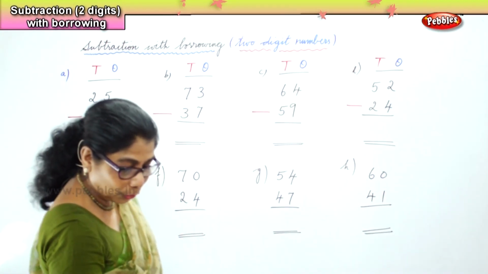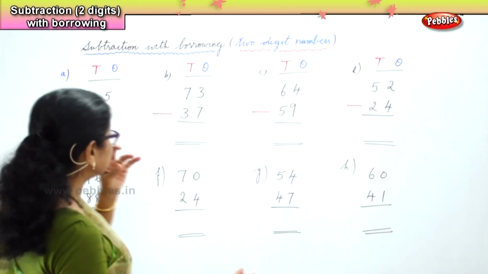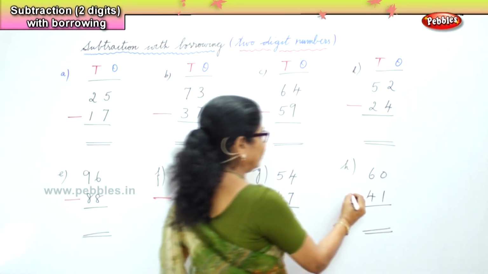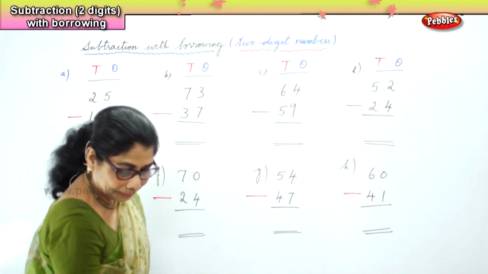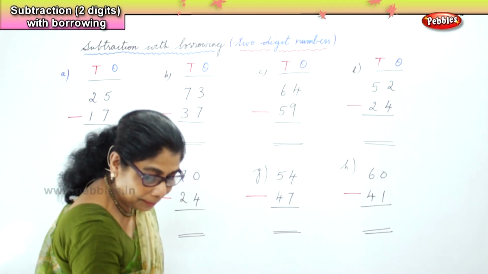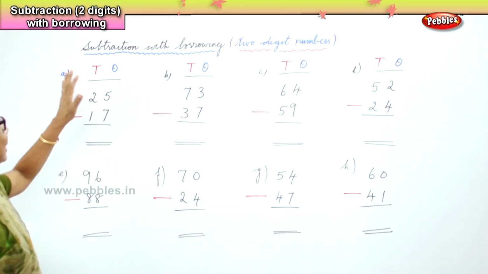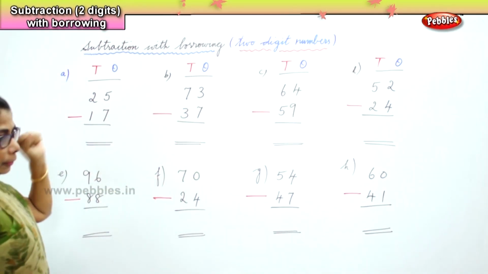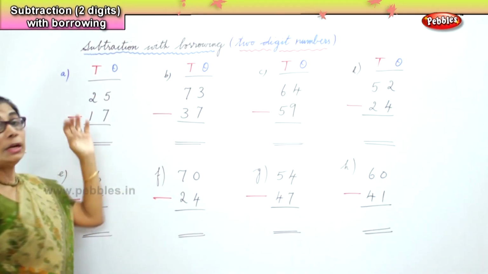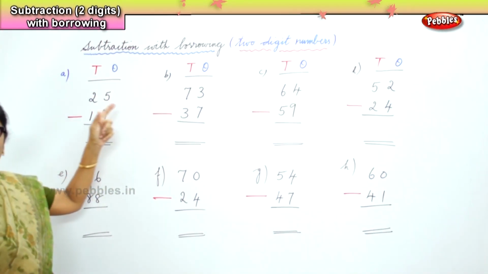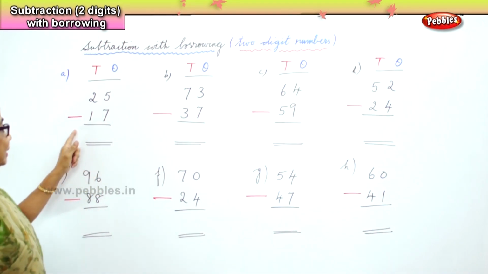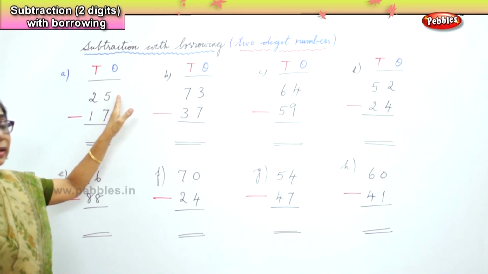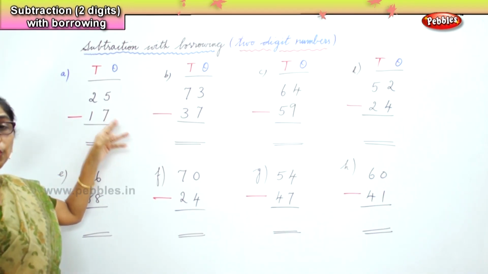Fine. Now we'll slowly do up all these sums. Minus sign to be put. Okay. We'll take sum by sum. Remember, we are doing subtraction with borrowing of two-digit numbers. Now, you have 25 minus 17. In the ones place you have 5, and in the ones place below you have 7.